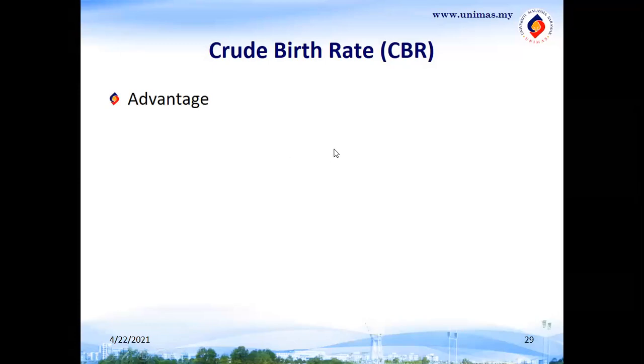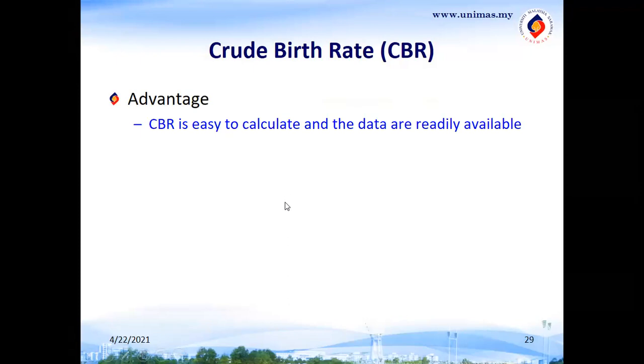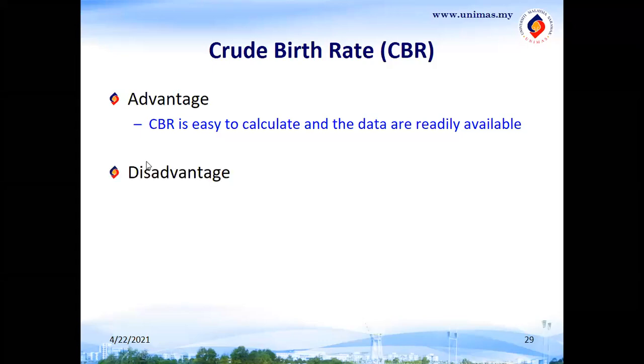So the crude birth rate, the advantage of using that measurement adalah it's easy to calculate. Ya, senang kan tadi. All you have to do just to get the number of births and then the mid-year population, and then you times that by 1,000. Right? So easy to calculate, and the data are readily available. You can get this data from the statistic department and all that. Even the World Health Organization also do have that record. So it's easy to get.